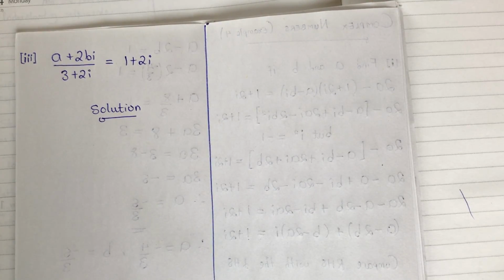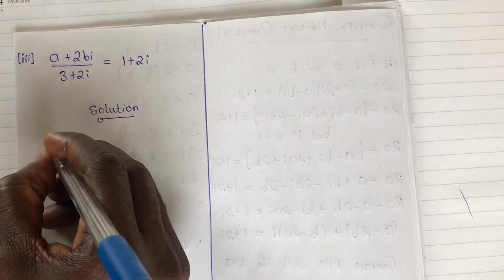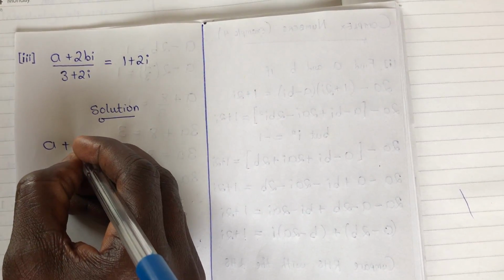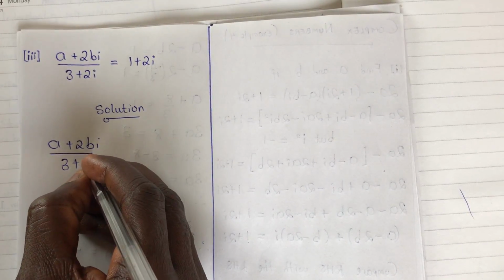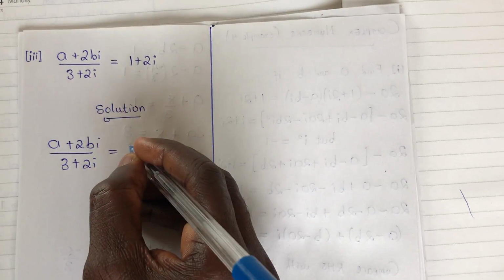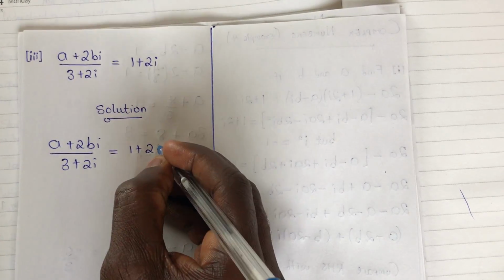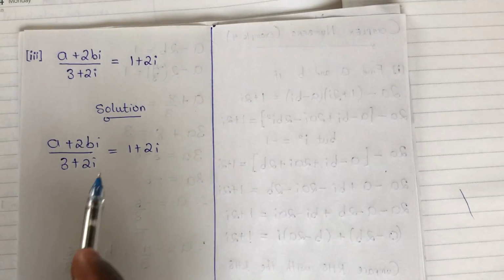So we have another function here, a complex equation. We have a plus 2bi dividing 3 plus 2i giving us 1 plus 2i. So for this one we just need to solve and then compare the left hand side with the right hand side of the equation to find the value of a and b. So we have here a plus 2bi dividing 3 plus 2i giving us 1 plus 2i. So all you need to do is to cross multiply here.